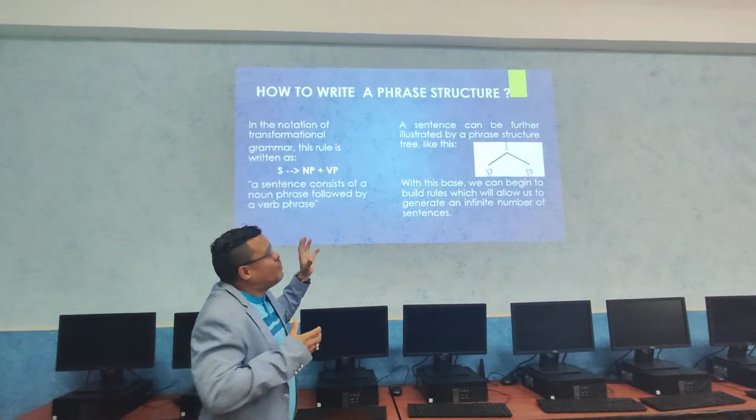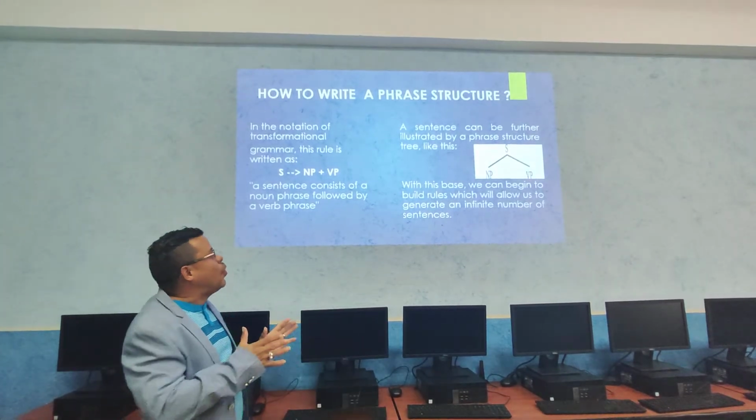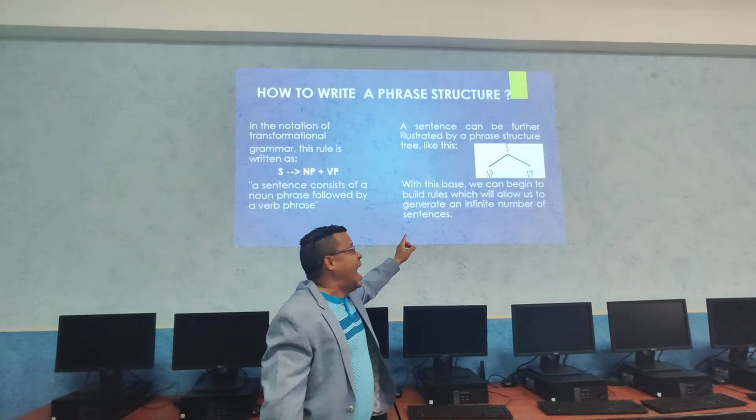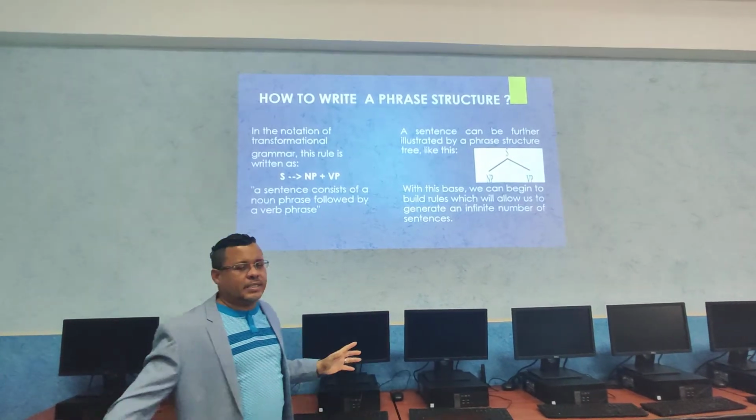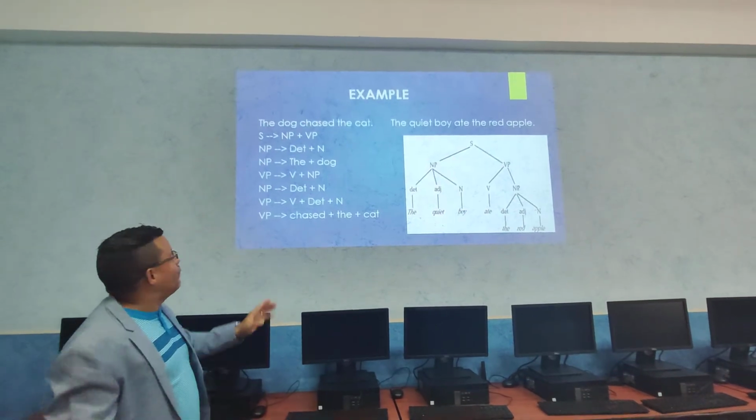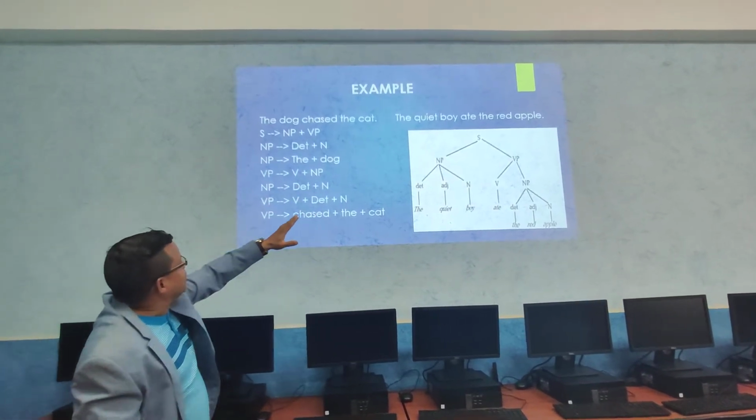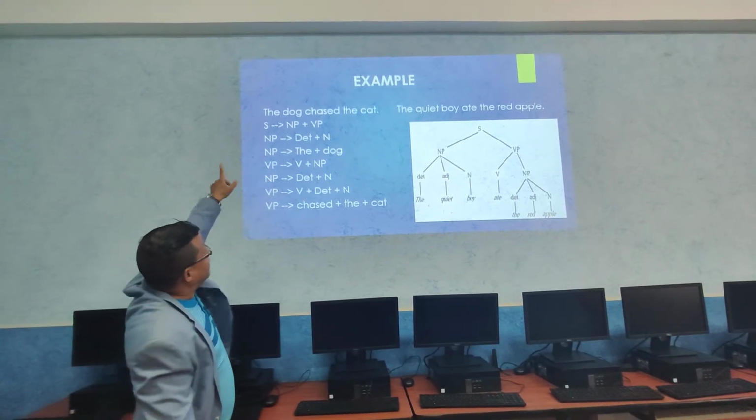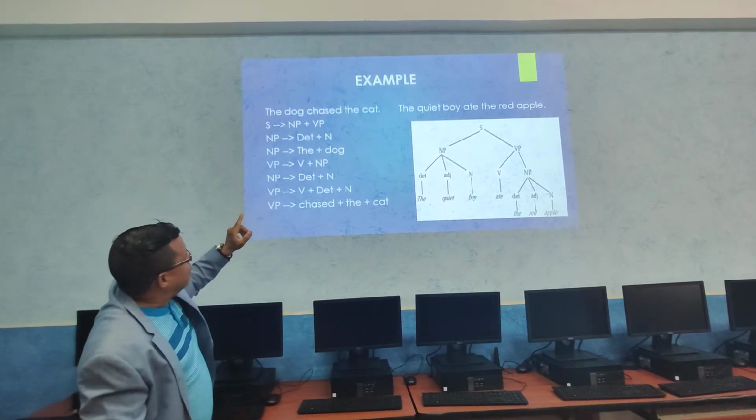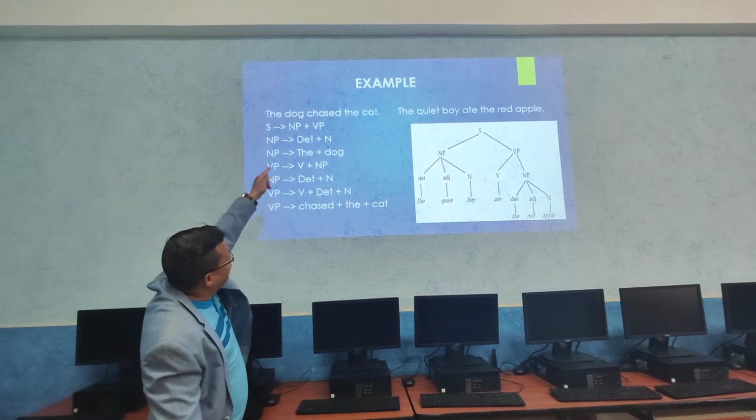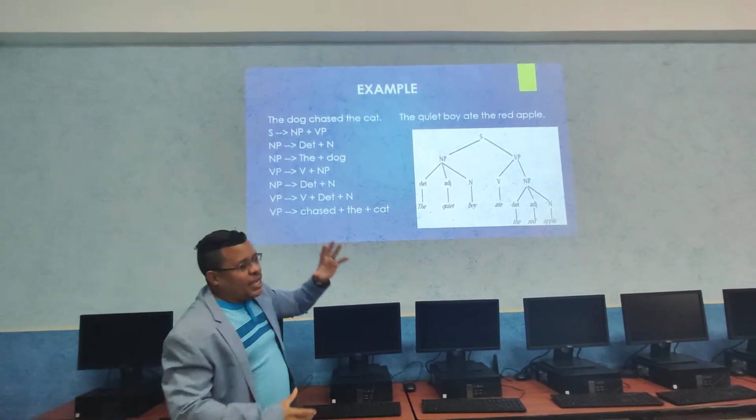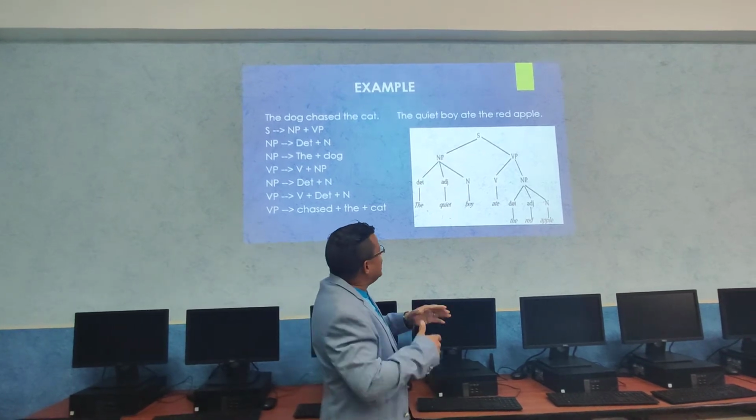And with this base, we can begin to build rules which will allow us to generate an infinite number of sentences. For example, the dog chased the cat. Sentence is the noun phrase plus a verb phrase. The noun phrase has a determiner plus a noun. The verb phrase has the verb, a determiner, and the noun. And we can see better in this example.